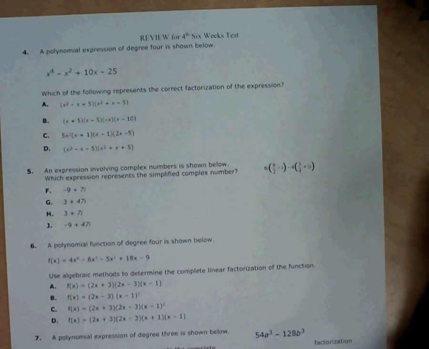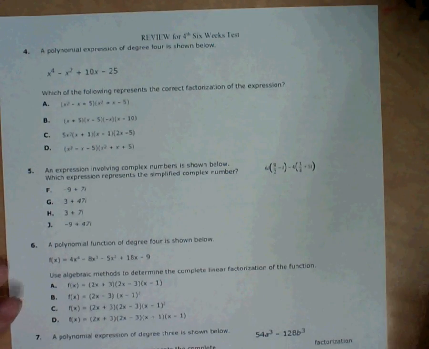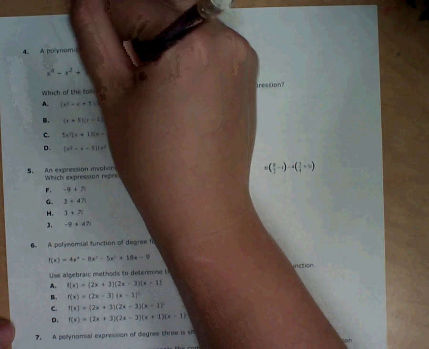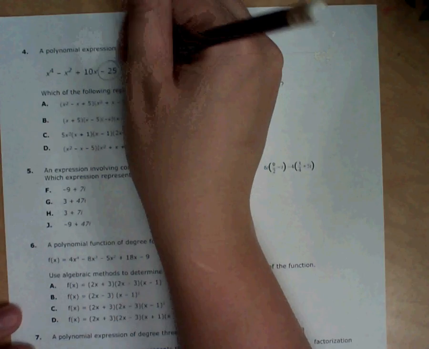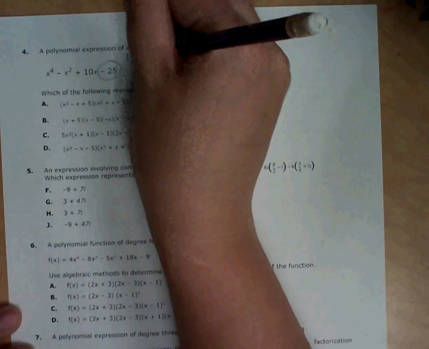Number 4, a polynomial expression of degree 4 is shown. Which of the following represents a correct factorization of the expression? So looking at my 4 terms, it's not grouping again. So I can look at my factors of 25 to find my real roots. So my factors of 25, I'm looking at 1, 5, and 25, and those can all be positive or negative.